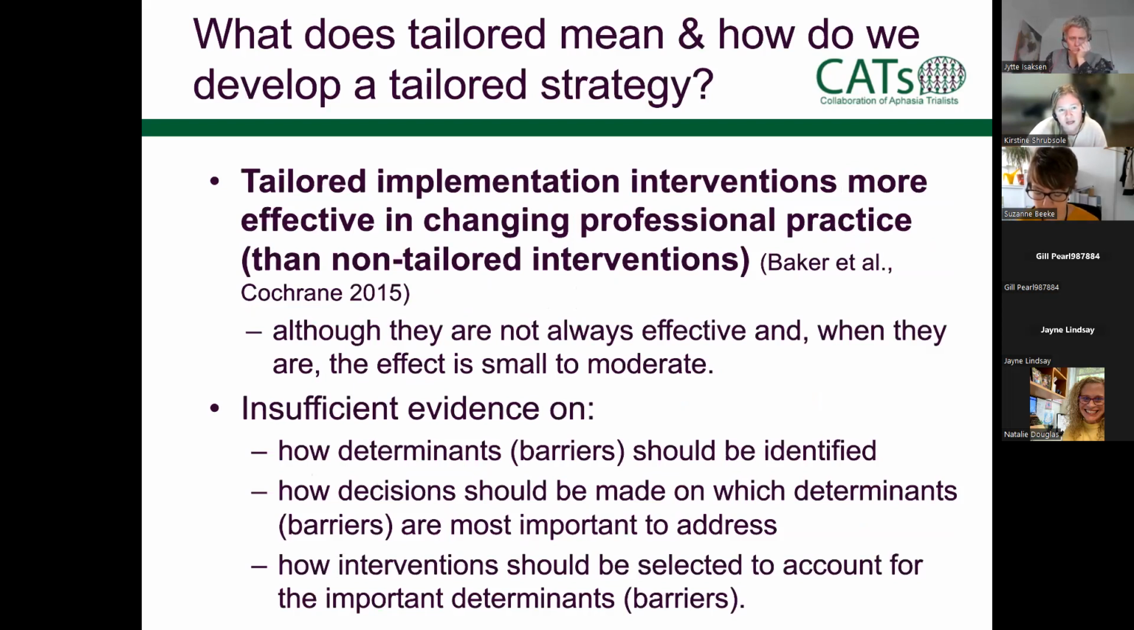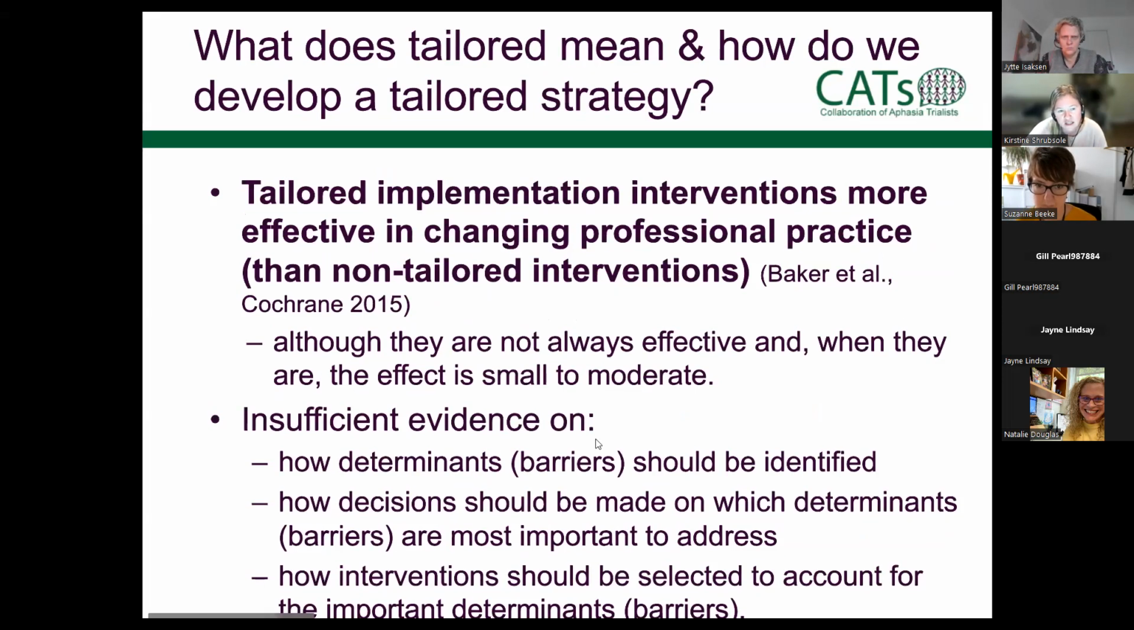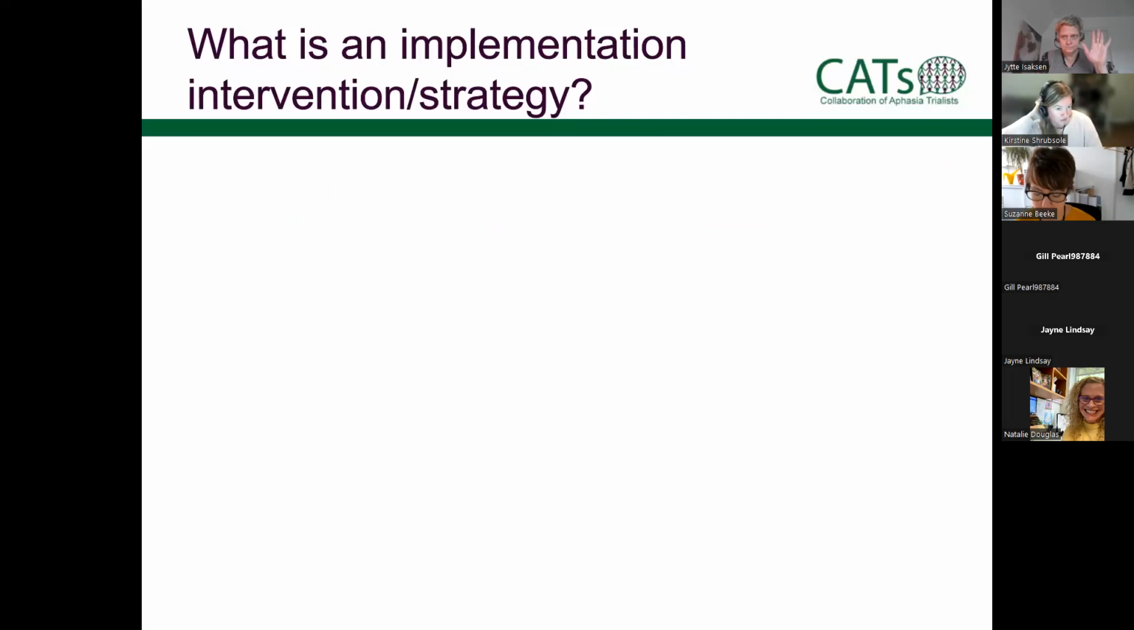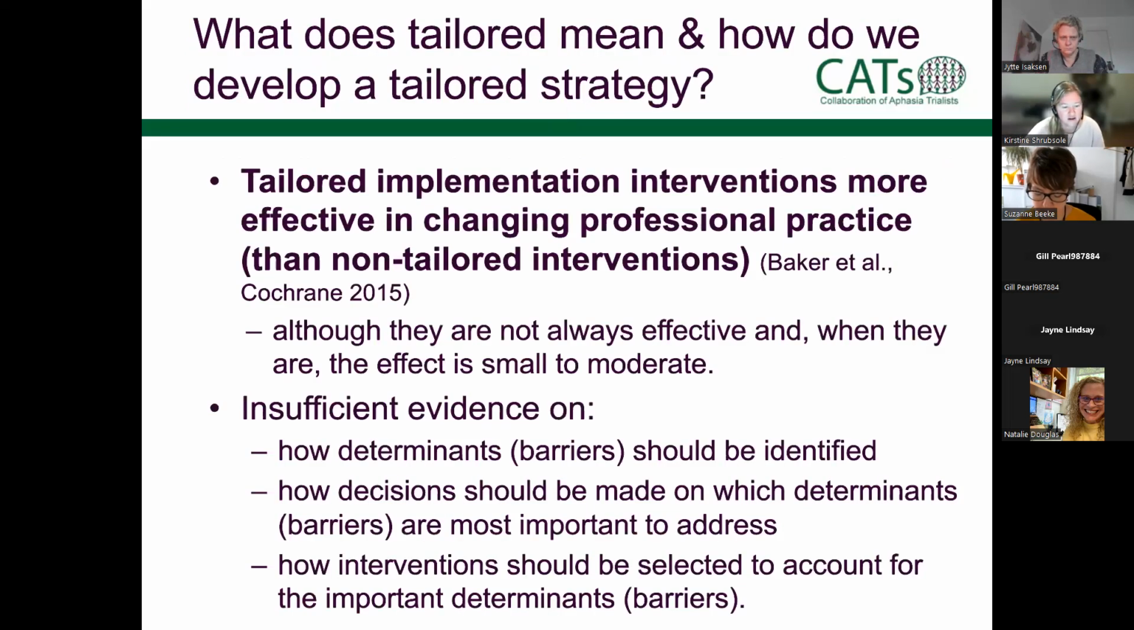So what does that actually mean, and what do we mean when we're saying a tailored implementation intervention? So essentially that we need to understand that context that we're talking about, that we are considering for implementation. And the evidence has come from a number of systematic reviews, that it's more effective if the strategies are tailored to those barriers, but not always, of course. It's not always that simple. And when it is effective, overall the effect size is small to moderate.